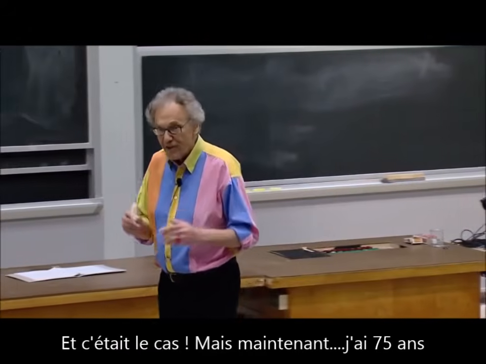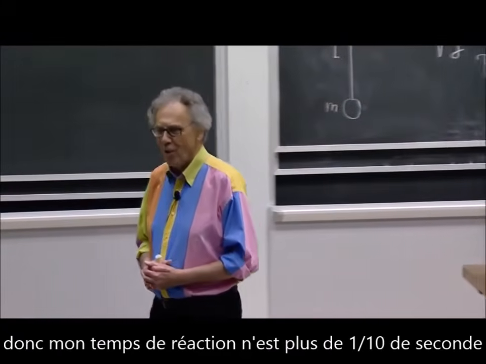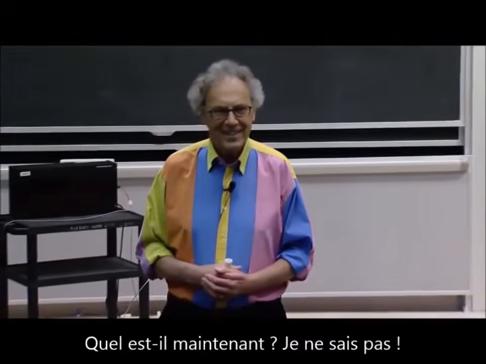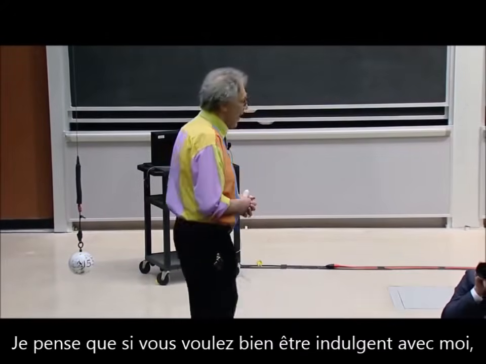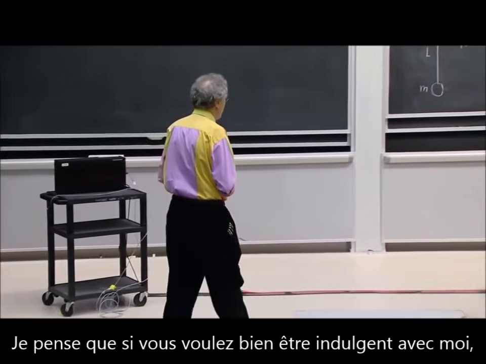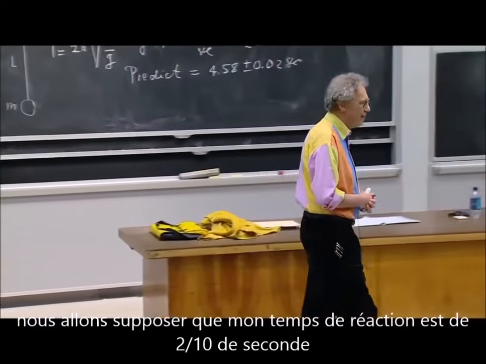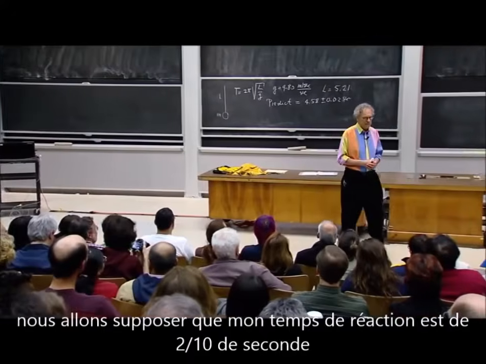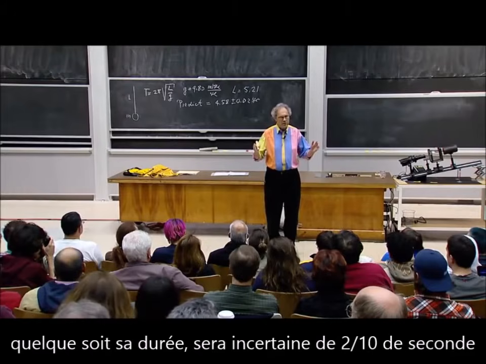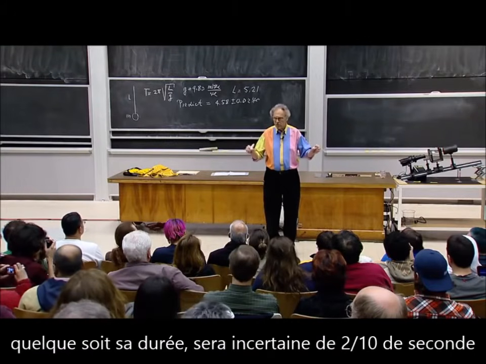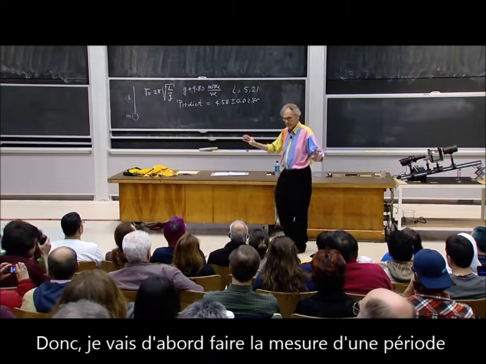But now I'm 75. And so my reaction time is no longer 0.1 seconds. What is it? Well, I do not know, but I have a feeling that if you want to be kind to me for a change, let us assume that my reaction time at age 75 is now 2/10 of a second. So if you can live with that, then every measurement that I make, no matter how long it is, is uncertain to 2/10 of a second. Do not confuse that with that 0.02. That has to do with the length. All right.